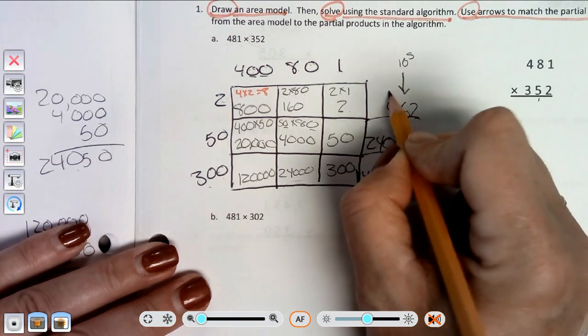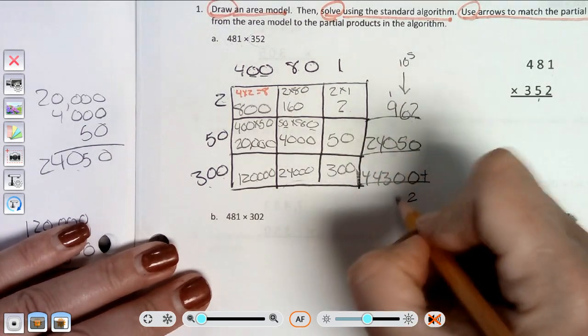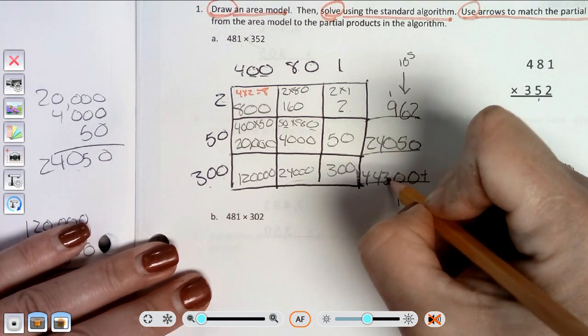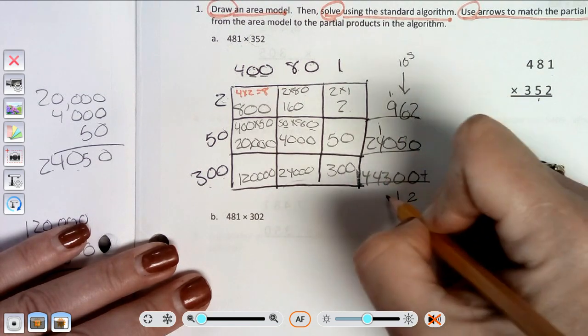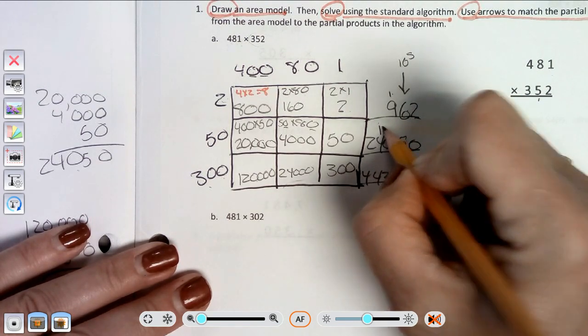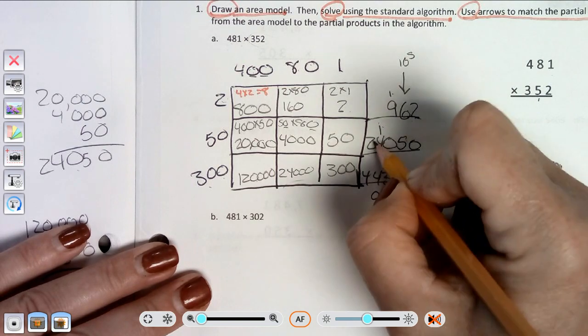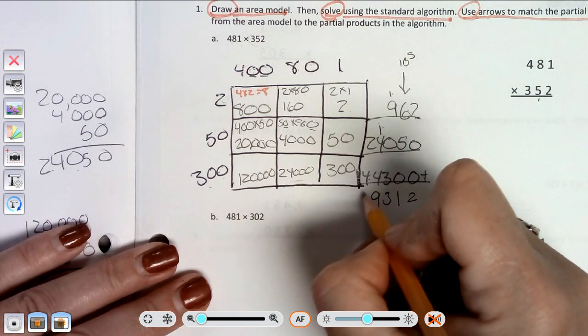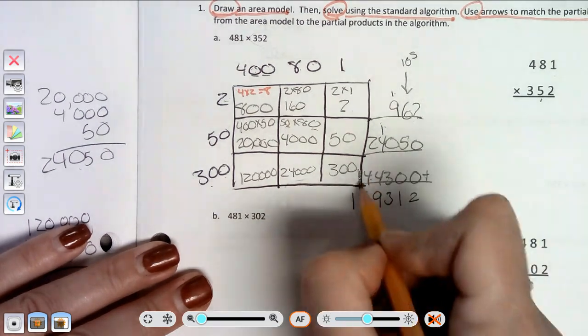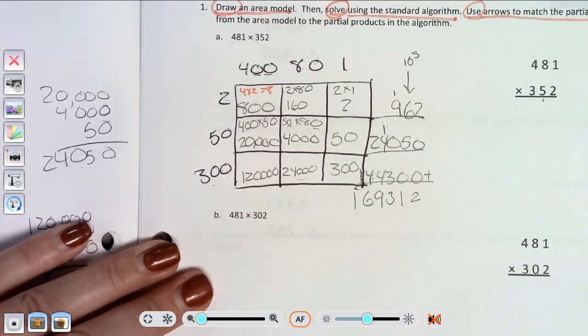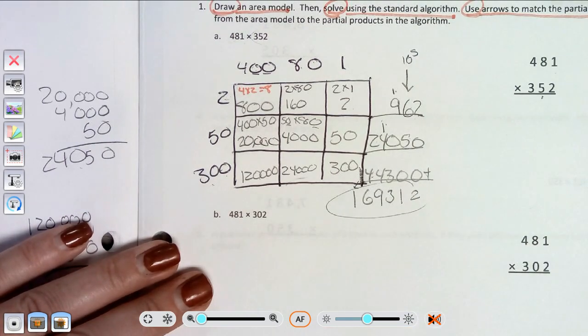5 plus 6 is 11. So here's 1, 1. I'm in the hundreds place. 9, 10 plus 3 is 13. 4, 5 plus 4 is 9. 4 plus 2 is 6. And don't forget that 1 was right there. Okay, so this is what I've got for a final product.